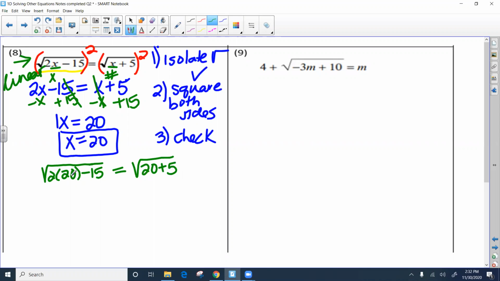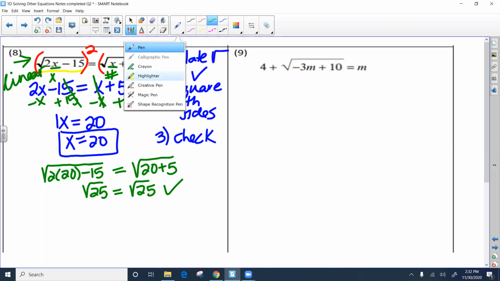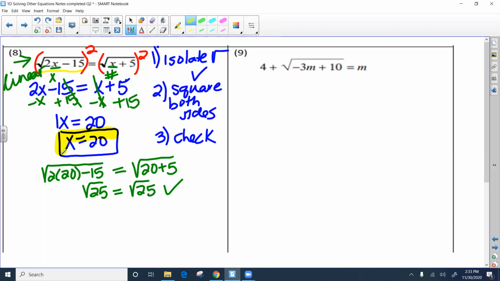And in this case, you'd have to simplify both sides of the equal sign and see if they're equal. This one, again, you could use a calculator, but this one's fairly easy to do without. This would be 40 minus 15 under the radical. So that would be square root of 25 equals, on this side, square root of 20 plus 5 would also be square root of 25. Okay, so the two sides are equal. So x equals 20 is a valid solution.